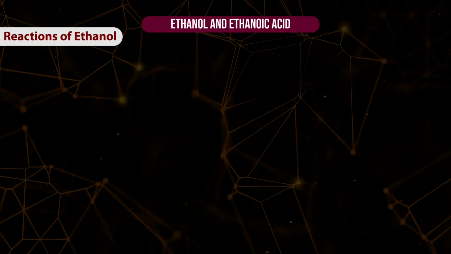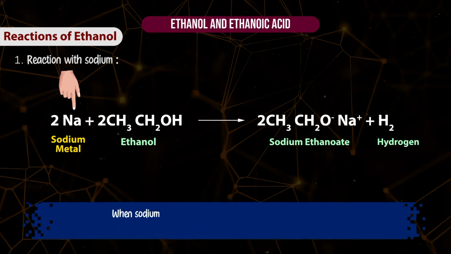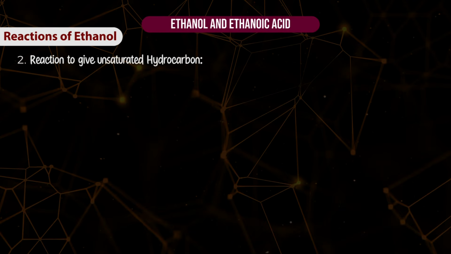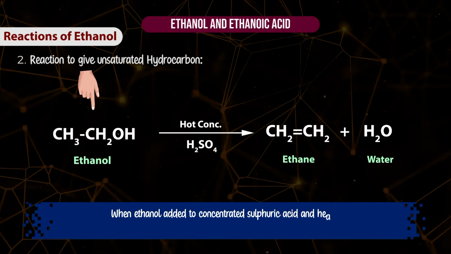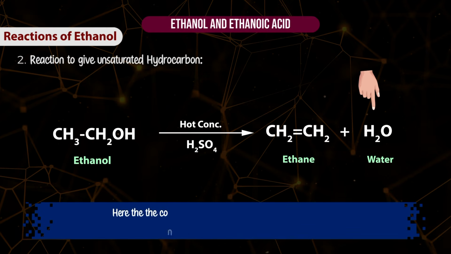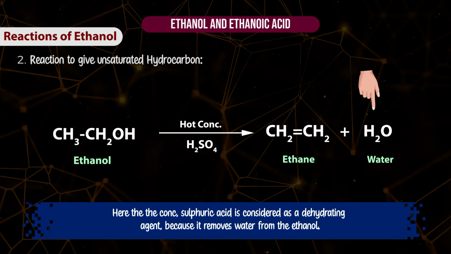Reactions of ethanol. 1. Reaction with sodium. When sodium is added to ethanol, it forms sodium ethoxide and evolves hydrogen gas. 2. Reaction to give unsaturated hydrocarbon. When ethanol is added to concentrated sulfuric acid and heated at 443 Kelvin temperature, it produces ethene and water. Here, the concentrated sulfuric acid is considered as a dehydrating agent because it removes water from the ethanol.